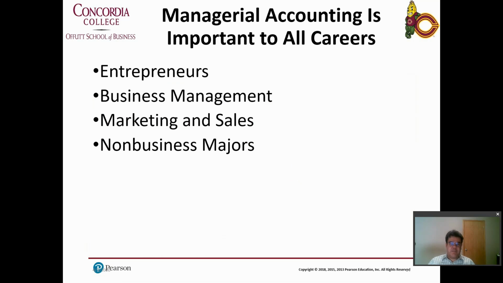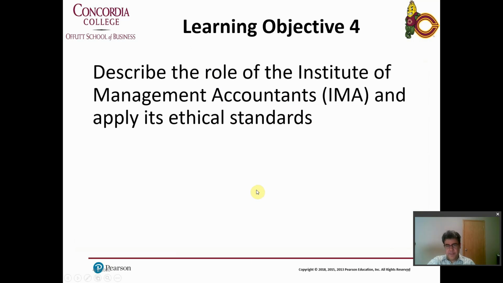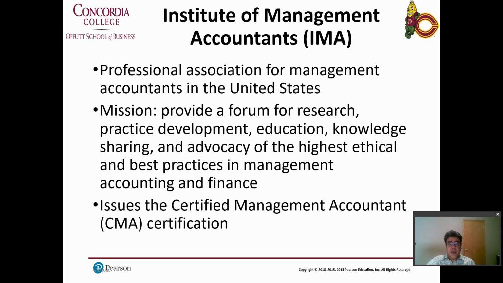Entrepreneurs, business management, marketing and sales, non-business majors. That's why our course is mandatory for all business majors here at Concordia. We need it. And then the typical structure here is where we are: the controller. The controller works with the chief financial officer usually. And then we have the Institute of Management Accountants, which accountants call the IMA. Take a look at the mission, certification, and so on.